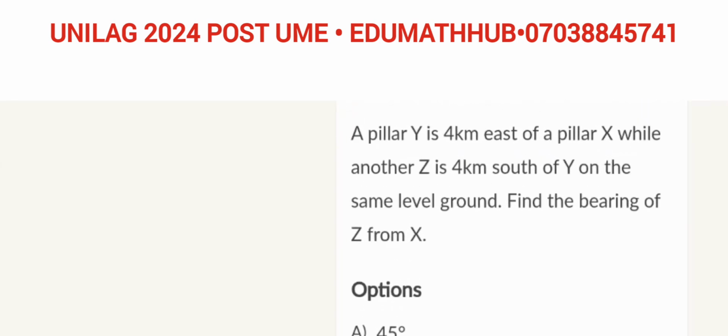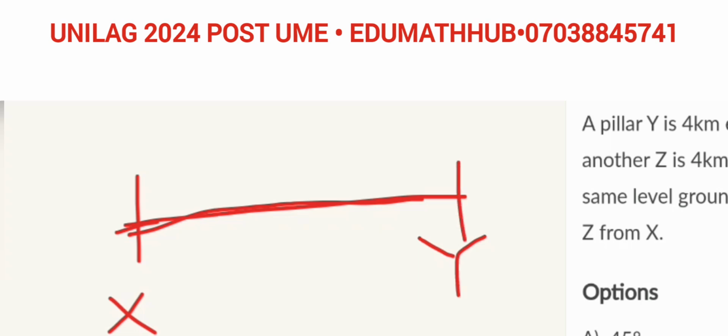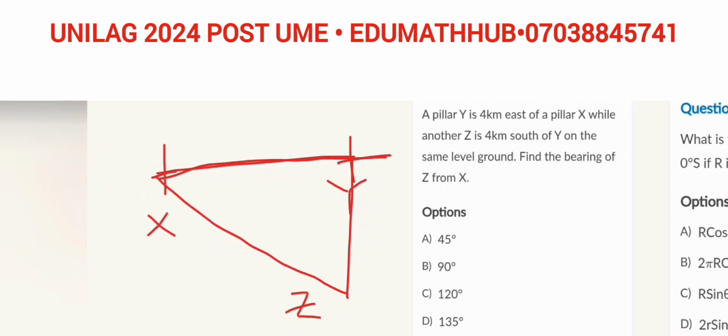We are told that a pillar Y is 4 kilometers east of a pillar X. That means on the eastern side of X, that's where Y is. So put your cross first, you draw your X. This is the eastern part of X here, so this is where Y is. Put another cross there. Then another pillar Z is 4 kilometers south of Y. South of Y means the bottom part of Y. That's where Z is. Then you just join Z to X like this, to form a right angle triangle. The angle here at point Y is 90 degrees, and we are told that this side is 4 kilometers in the question, and this side too is 4 kilometers.